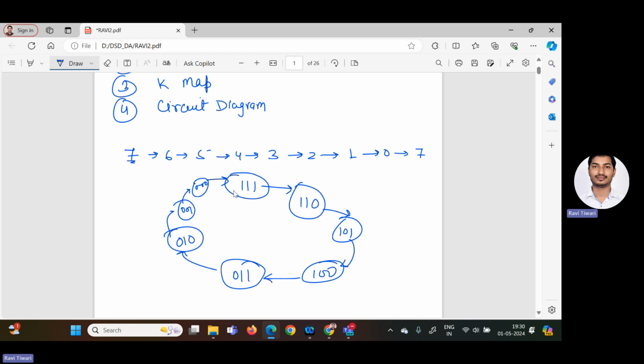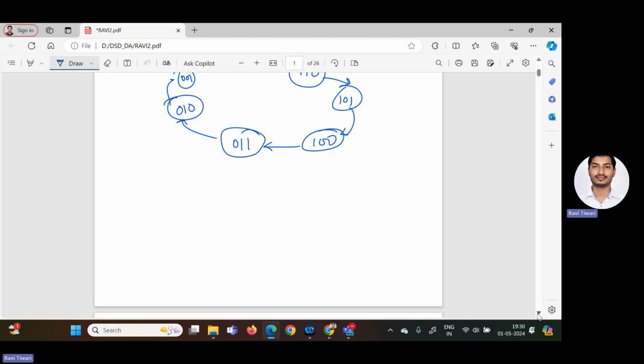So this is called the state diagram. Now by using this state diagram, we have to draw the state table. So now here we will draw the present state in the state table. I'm talking about the second step. In the state table, there are some parameters. First one is the present state, next state.